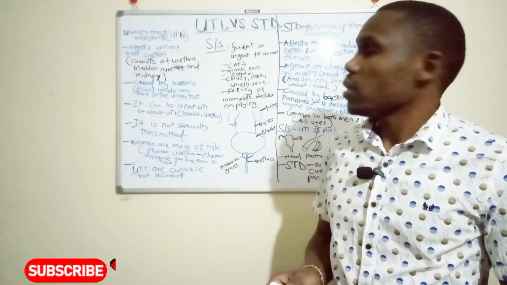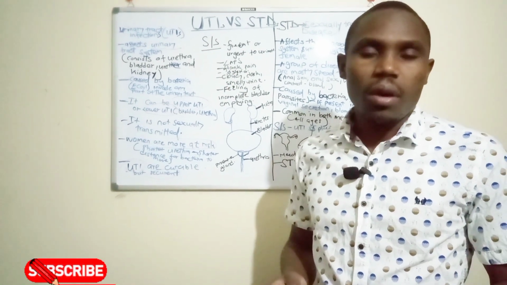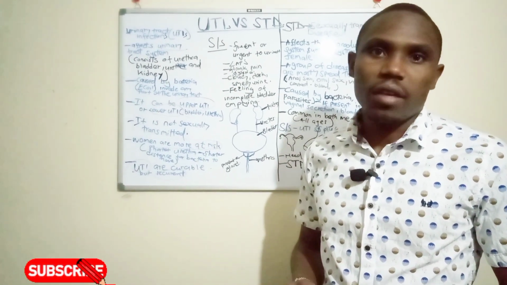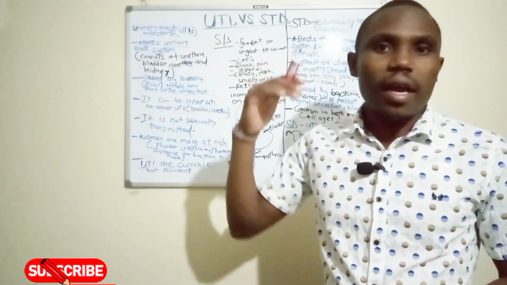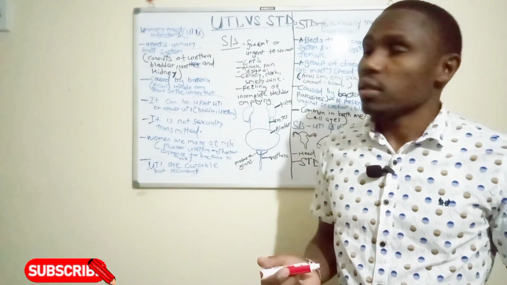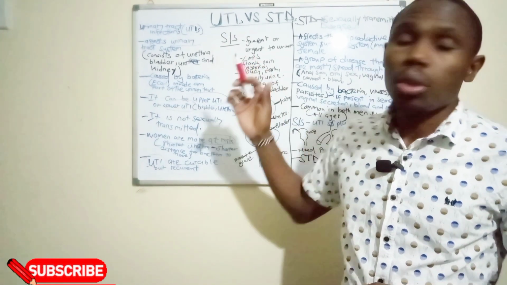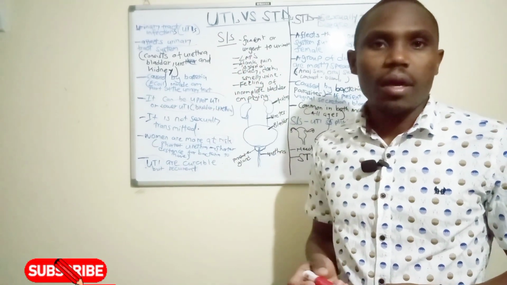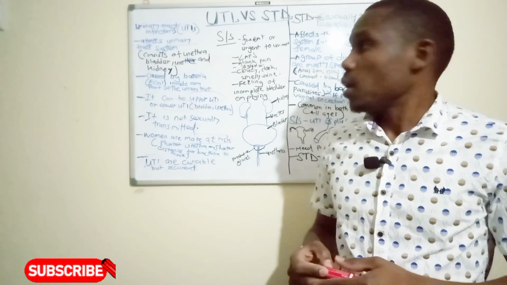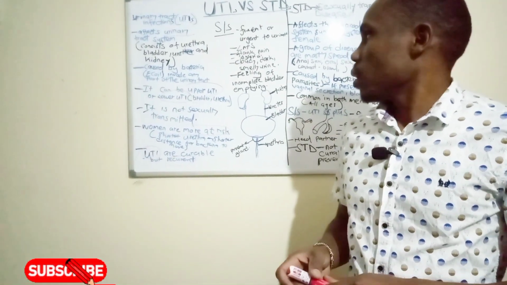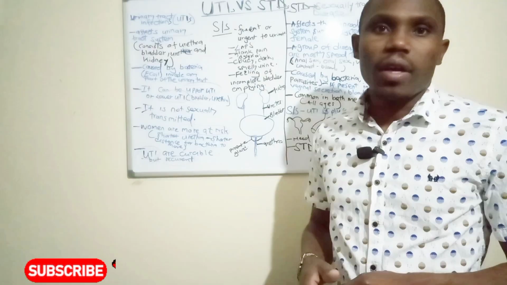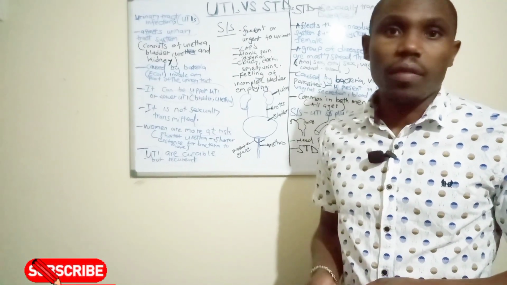Now, when we talk about the signs and symptoms of urinary tract infection, we talk about frequency and even an urge to urinate. Someone can have low abdominal pain, flank pains, and what we call cloudy or smelly urine, and even a feeling of incomplete emptying of the bladder.